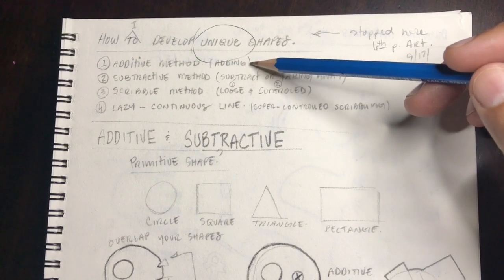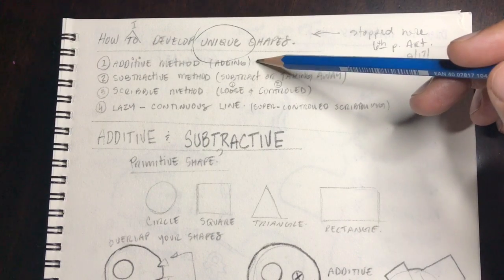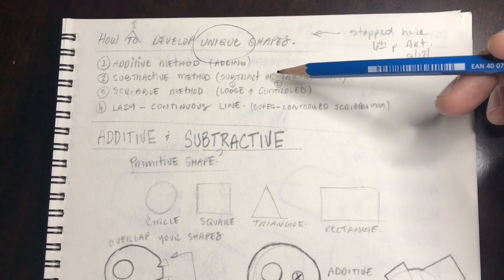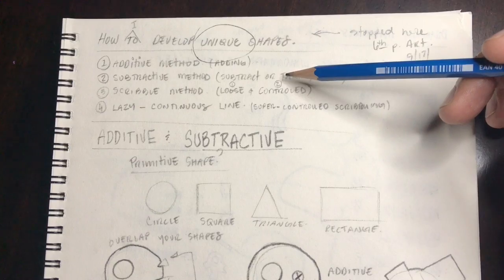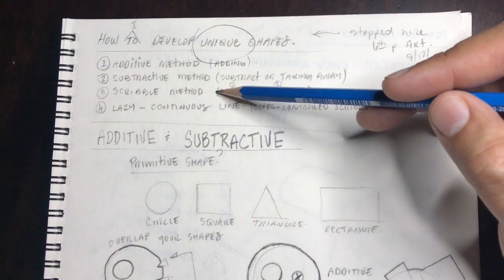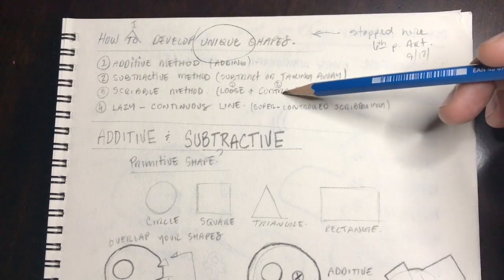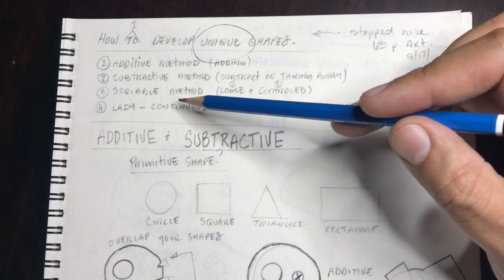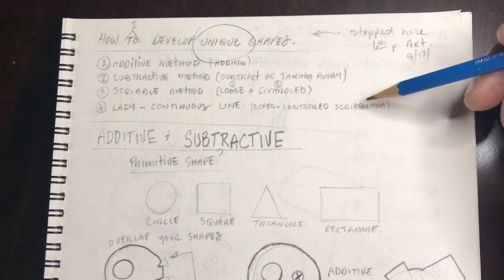The first method we're going to cover today is an additive method, where we're going to be adding shapes together. Subtractive method is the second method, where we're going to take away or subtract shapes from one another. And then we're going to talk about a scribble method, which has loose and controlled ways of doing things. And then we're going to talk about a lazy continuous line, which is super controlled scribbling.